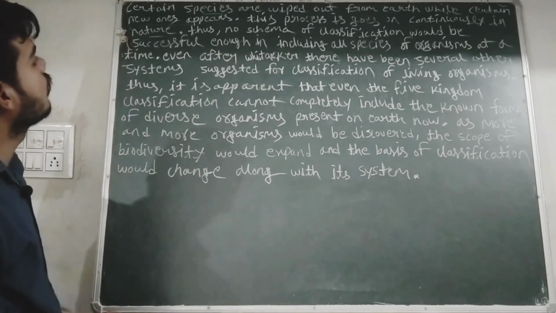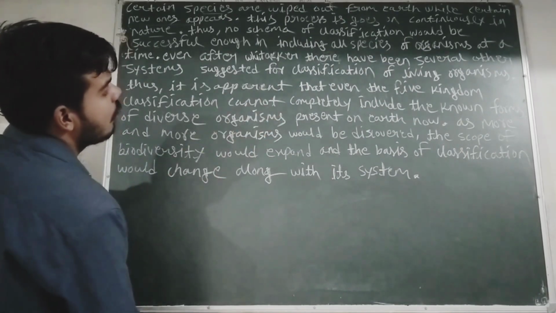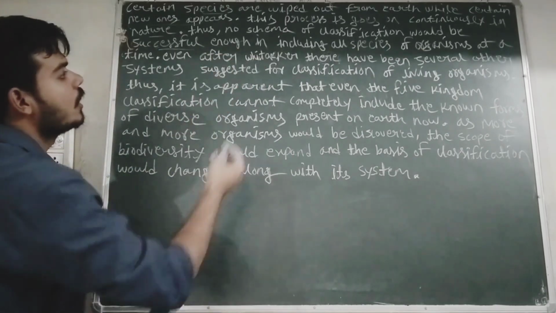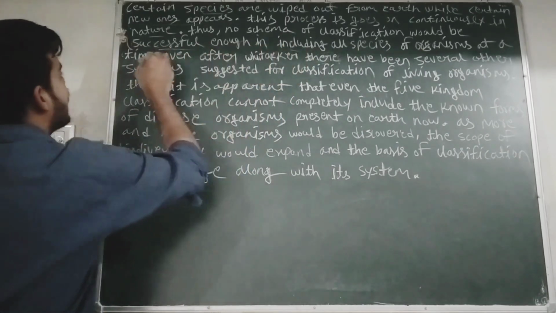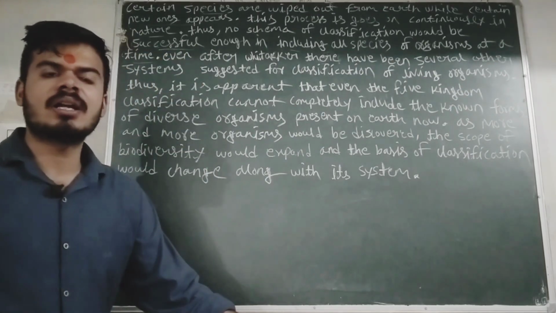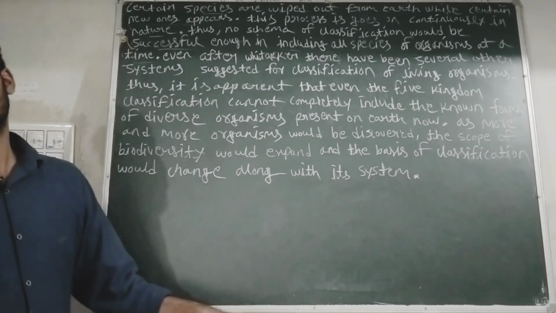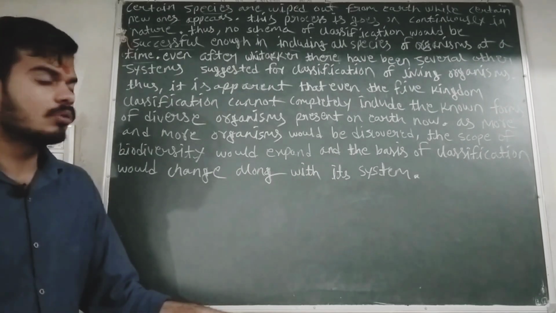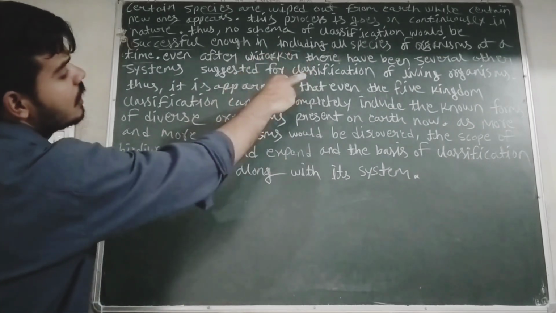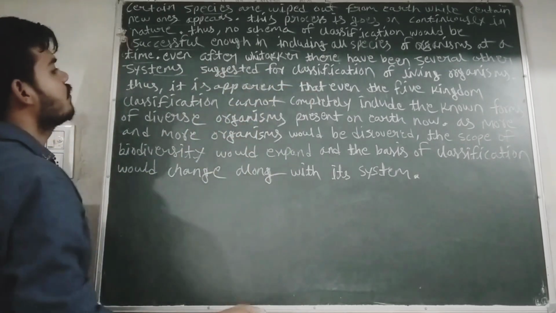There's no scheme of classification that would be successful enough to include all species of organisms at that time, because all organisms are not discovered and we don't know about all the organisms, so we can't say that any classification is successful. Even after Whittaker, there have been several other systems suggested for classification of living organisms.